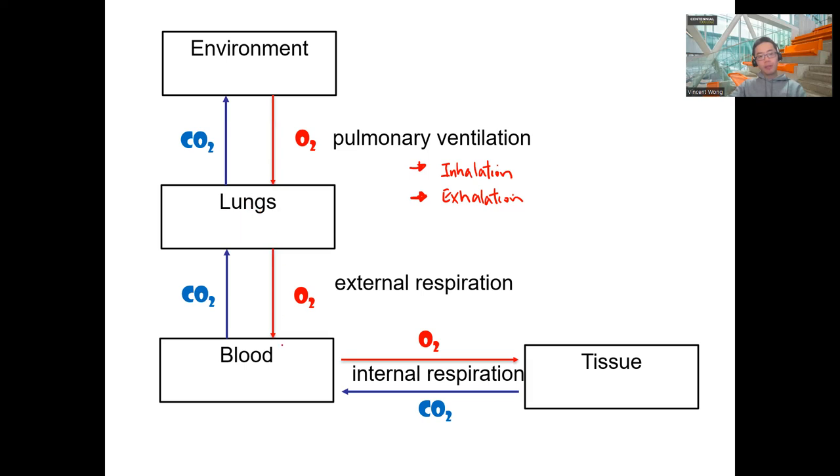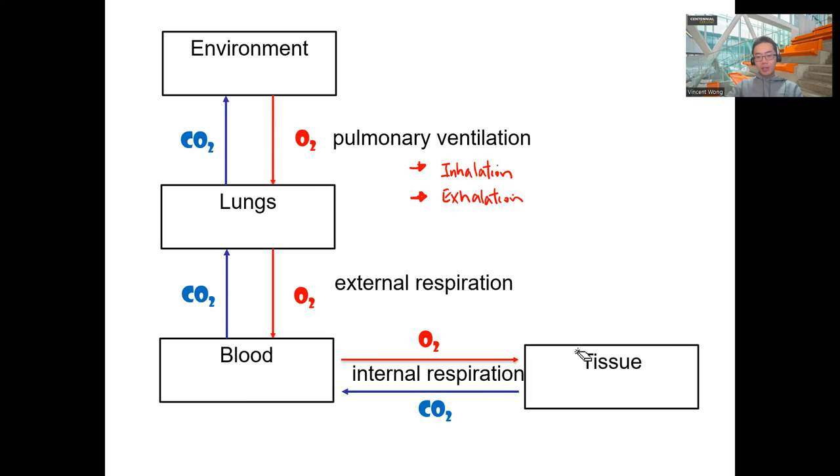Once it gets through our lungs, through diffusion, the oxygen in the lungs will diffuse into the blood, and that's called external respiration. It's gas exchange between the lungs and the blood. And the exchange between the blood and the tissue is what we call the internal respiration. Okay, so the oxygen will go all the way from the environment to the tissue, and the carbon dioxide will go all the way from the tissue back to the environment.